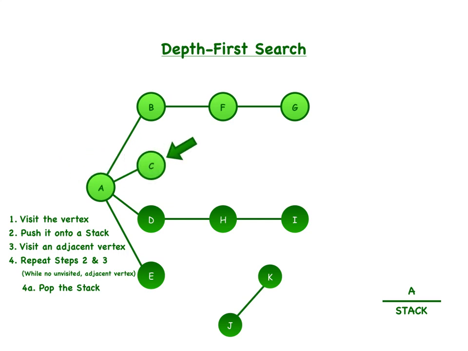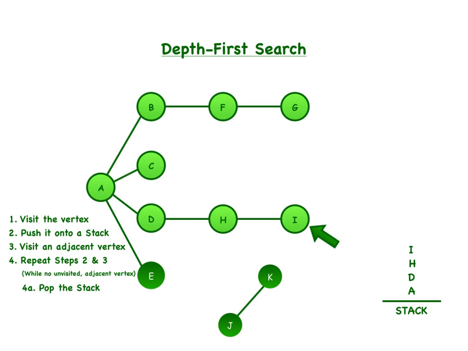We're going to go to C, then push C onto the stack. Then we see that C has no other unvisited adjacent vertex, so now we're going to pop it and immediately return back to A. Then we're going to visit A's other unvisited adjacent vertex, which is D. We're going to push D onto the stack, then visit D's other unvisited adjacent vertex, H, push it onto the stack, then visit H's other unvisited adjacent vertex, push I onto the stack.